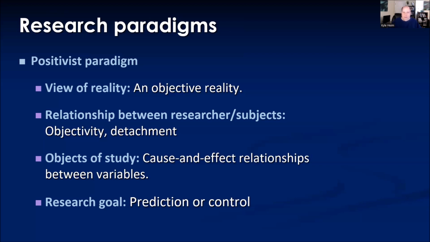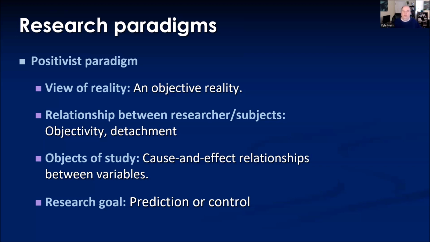And that objectivity will also carry into the research that they do. So a positivist believes that when they are conducting research, their relationship with the subjects that they are studying should be one of objectivity and detachment. In other words, the researcher should not let his or her own opinions or biases cloud their research. They should essentially be a neutral, detached observer.